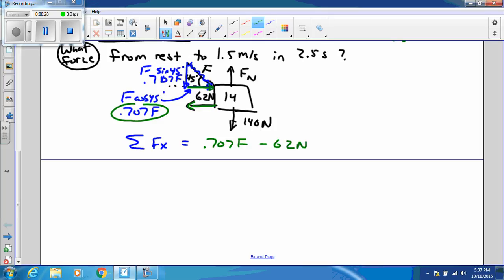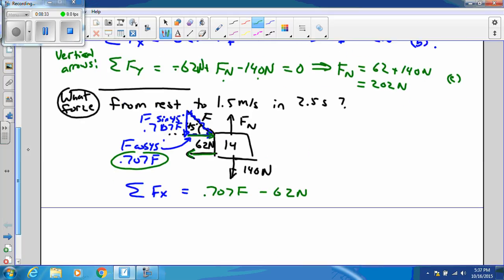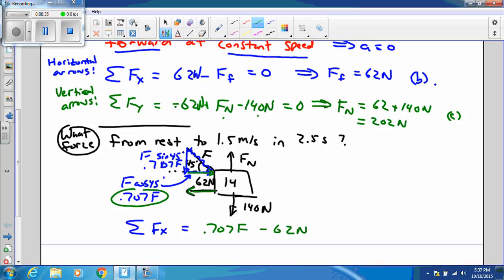Now, we come to the second way in which our problem changes. Because we are accelerating from rest to 1.5 meters per second, we see a change in the motion. We start at rest, we go to 1.5. A change in the motion means an acceleration. And therefore, we're going to use Newton 2 for this problem and not Newton 1 because the acceleration is not 0. What is the acceleration?